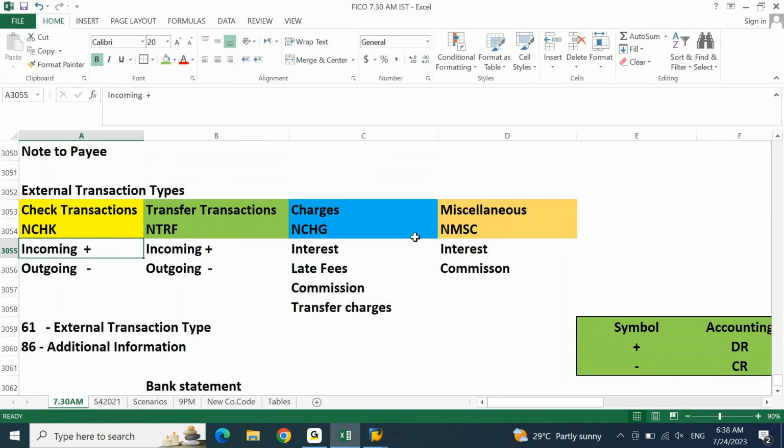One check incoming, one check outgoing, one transfer incoming, one transfer outgoing, one for the expense, one for the income, and we need to upload this statement. We need to practice until you are able to upload this statement without any errors.